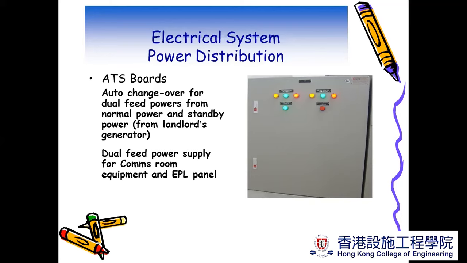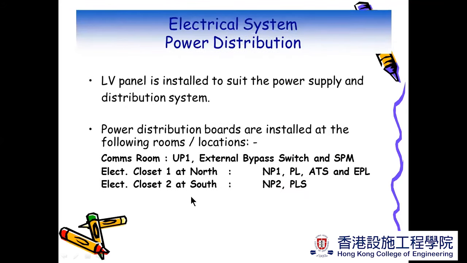And normally for the comms room, right, the power supply to the comms room usually has 2 feeds, right? At least 2 feeds, 2 power cables go in. And EPL means the emergency power and lighting. So the LV panel is installed to suit the power supply and distribution system. And in here we have the power distribution board installed at the following rooms, right? The comms room, I think we saw this one before, which we also got UPS there. And then the external bypass, which we talked about.